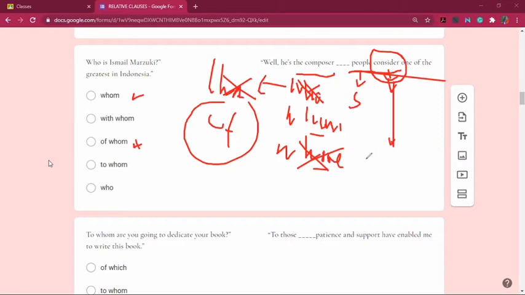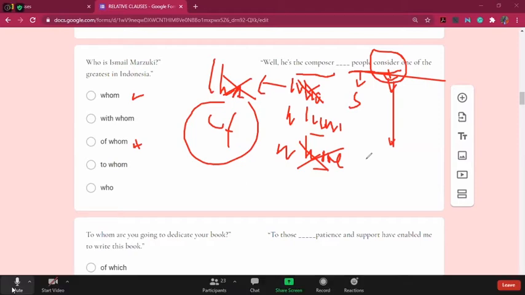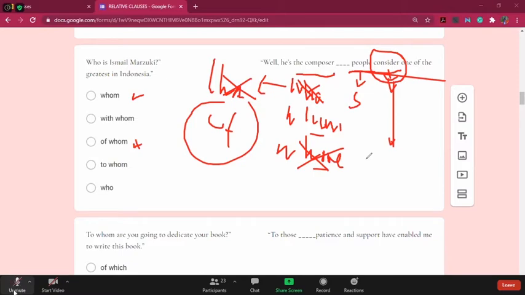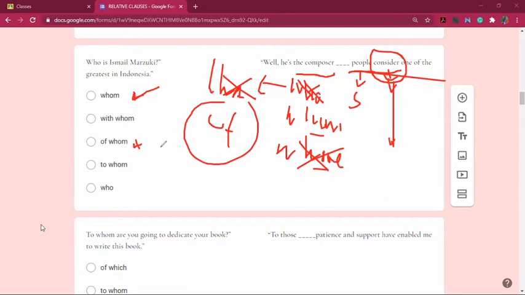So the question is, I consider you, or I consider to you, or I consider of you? What is the answer? Nothing. So you don't have any preposition for consider, right? Yes. So when you don't have any preposition for consider, then you have to go with whom, not with of whom. That's it. Is it clear?